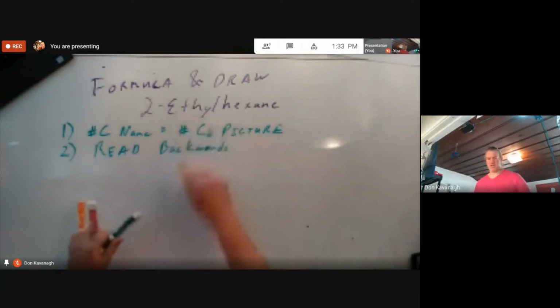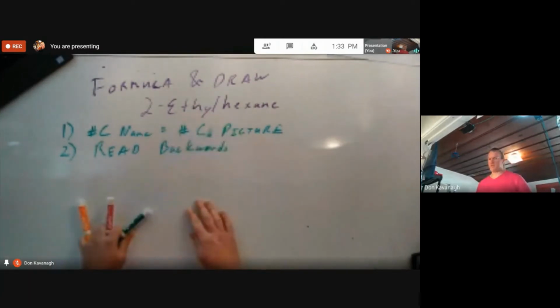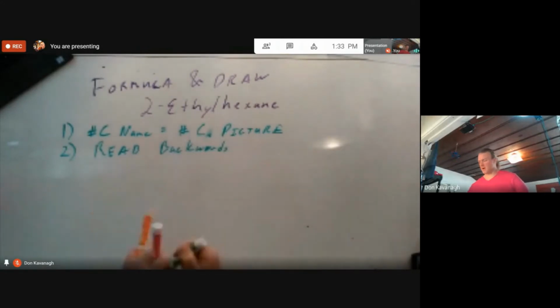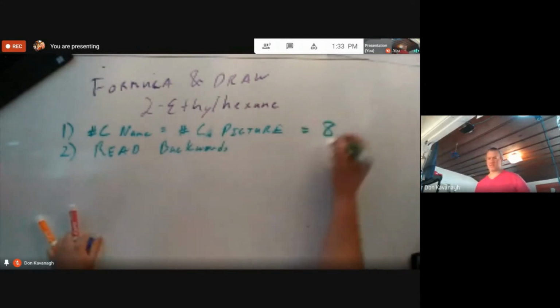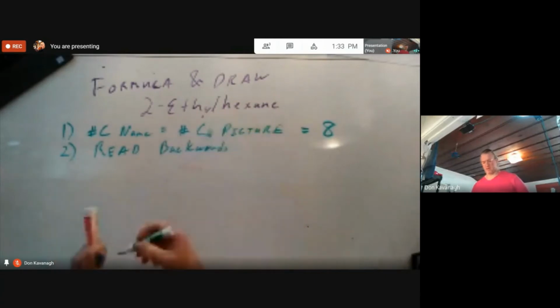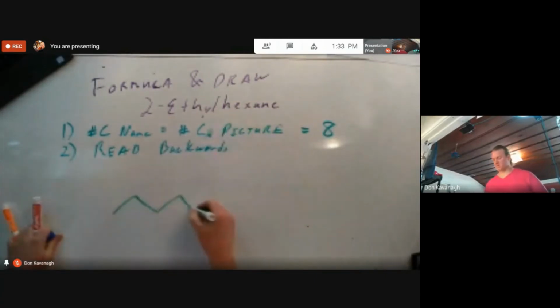2-ethyl hexane. Ethyl means 2, and hexane means 6. So I'm allowed to have 8 carbons in my picture. I'm going to read this backwards and draw hexane. I'm going to draw 6 carbons: 1, 2, 3, 4, 5, 6. I have 6 carbons here.